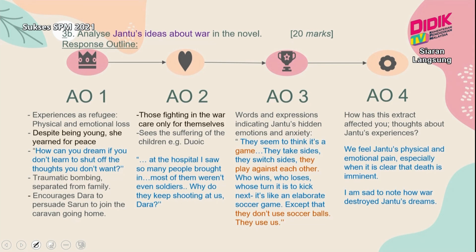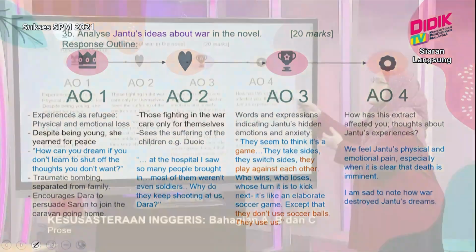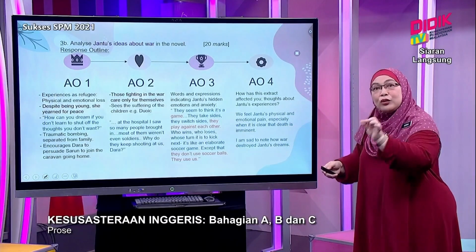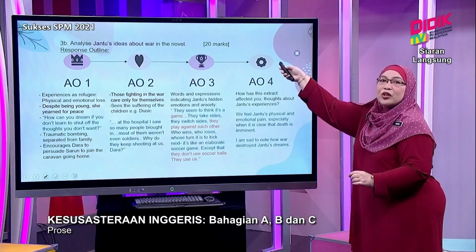When she says there, those that are fighting in the war only care about themselves. The children who are caught in the war, they are defenseless and they are suffering with no protection. What about AO3? I love this example, personally speaking, because Jantu tells Dara, "They don't use soccer balls, they use us." So Jantu is telling Dara, these politicians, they don't care about our welfare, but their own personal benefits and gain. That's what you need to put in, because that's what the question wants.